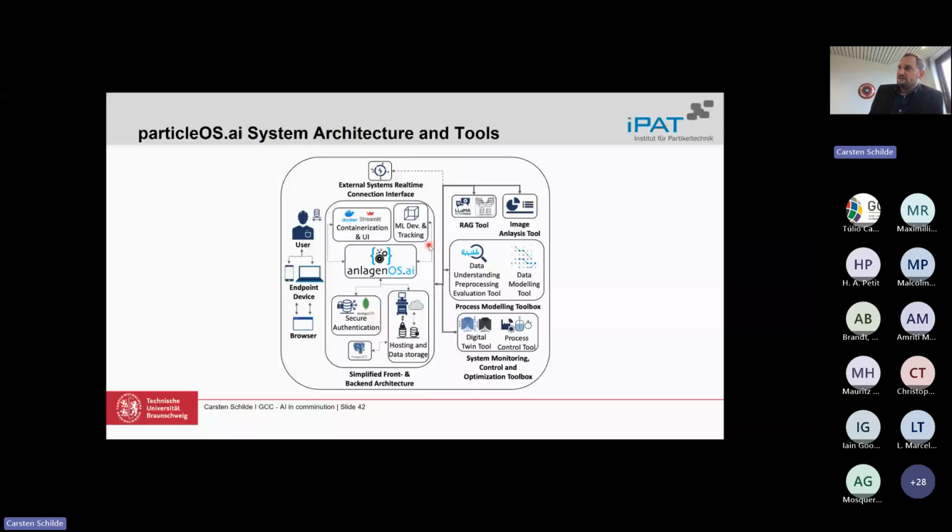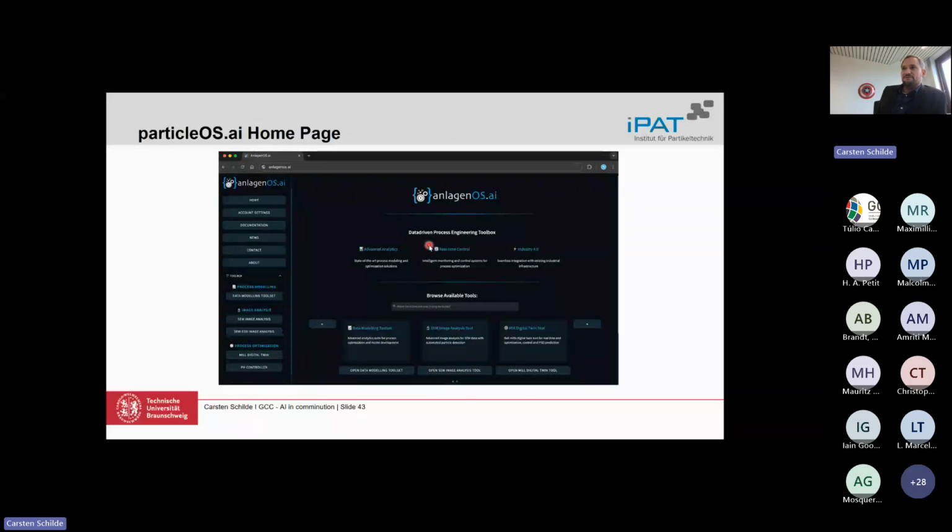What do I mean? This is just our current app store for the process operating system. Within this app store, we have several apps. For example, a data modeling toolset for hybrid modeling, which I have shown before, but also for standard black box modeling using hidden Markov models, k-nearest neighbor, gradient boosting systems, and artificial neural networks in this app.